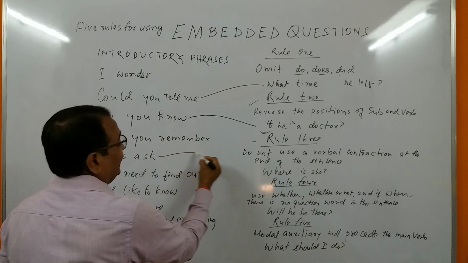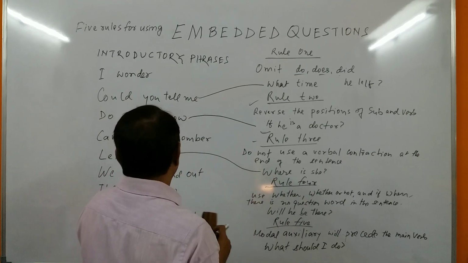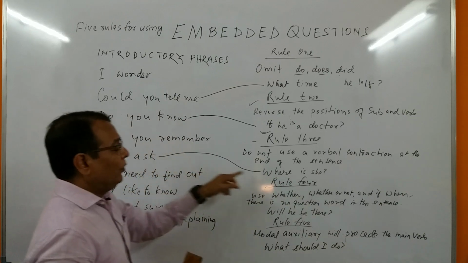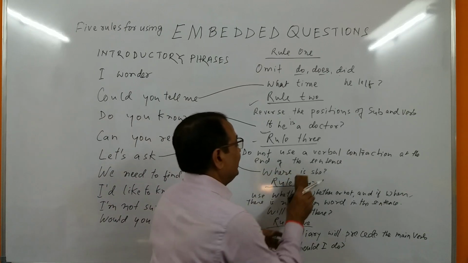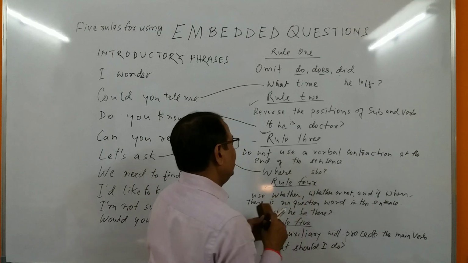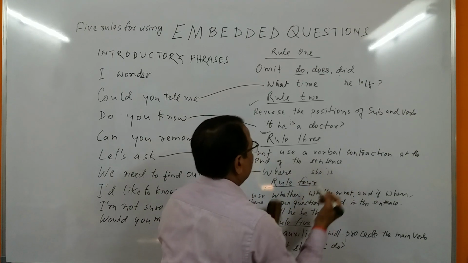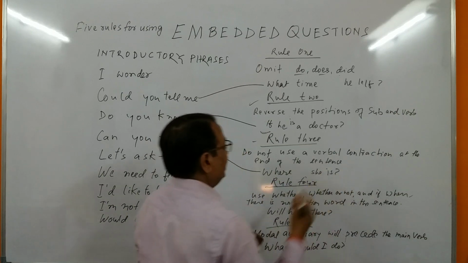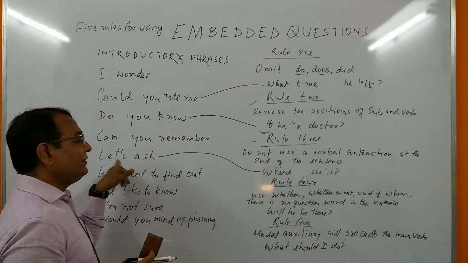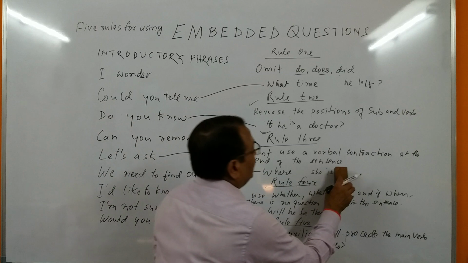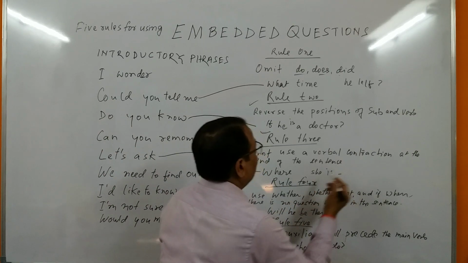Let's ask where C is. The change I am making, you see here, where C is, I am putting "is" here. It's a question word, where C is. The entire thing is, let's ask where C is. Now no question mark is required because it is not a starting phrase.